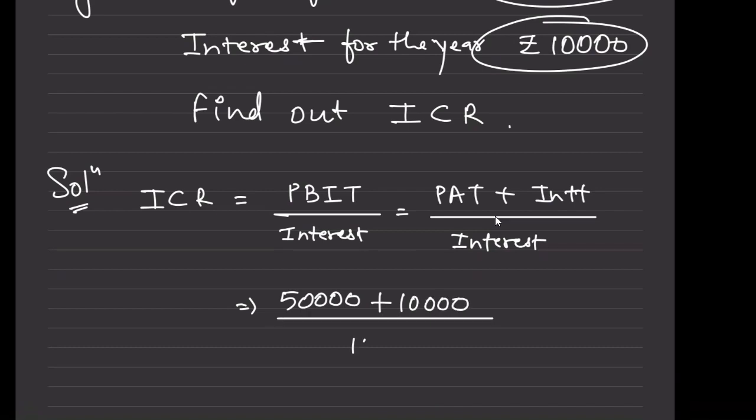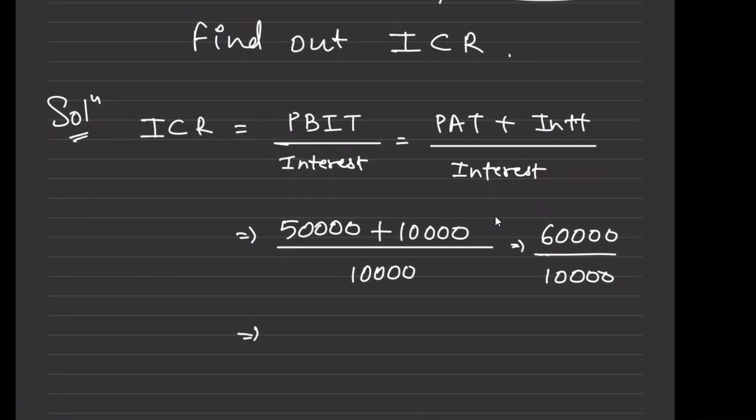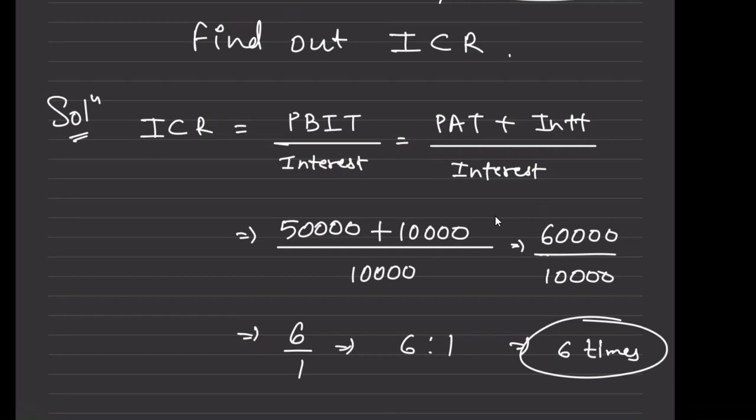So here my profit after interest is 50,000 and the interest amount is 10,000, so the whole thing is divided by the interest amount, that is 10,000. So the total here is 60,000 divided by 10,000. That means 6 is to 1, 6 by 1, or you can say 6 times. Okay, so you can see that you have 6 times your profit compared to your interest. So there is 10,000 rupees of interest charge, but you are making a profit of 60,000. So you have a sufficient amount of profit so that you can pay the interest on your long-term debt.